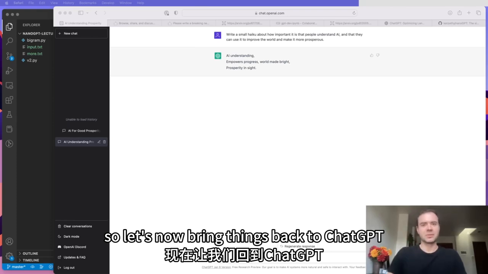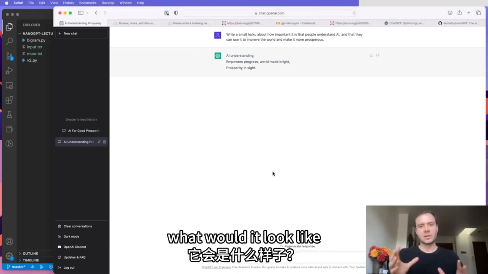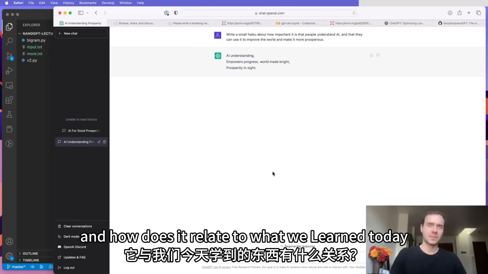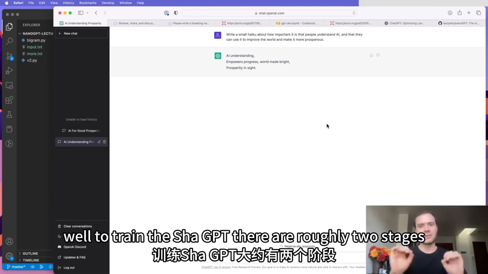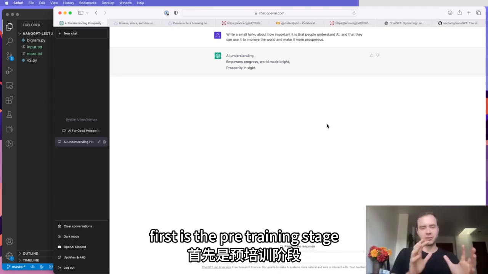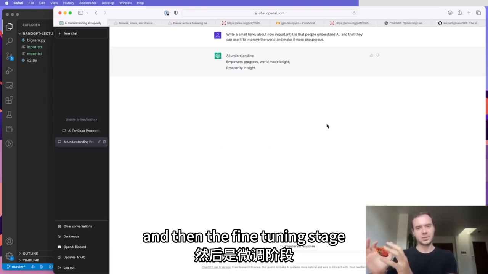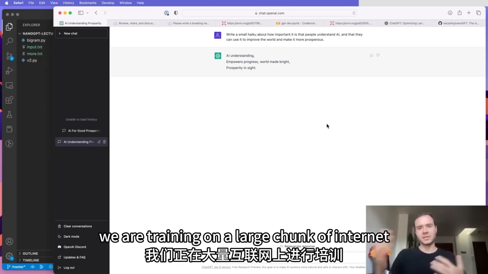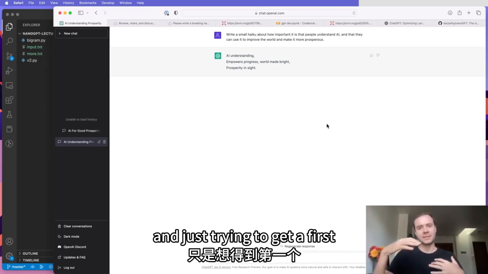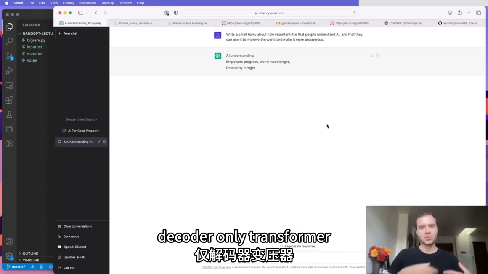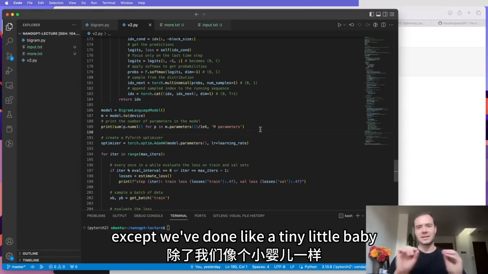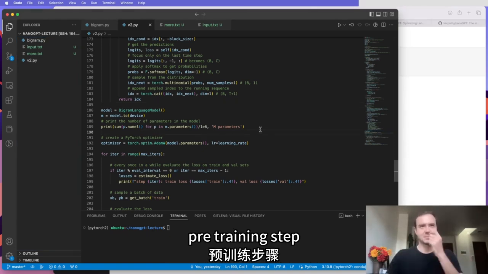So let's now bring things back to ChatGPT. What would it look like if we wanted to train ChatGPT ourselves, and how does it relate to what we learned today? Well, to train ChatGPT, there are roughly 2 stages. First is the pre-training stage, and then the fine-tuning stage. In the pre-training stage, we are training on a large chunk of internet and just trying to get a first decoder-only transformer to babble text. So it's very, very similar to what we've done ourselves, except we've done like a tiny little baby pre-training step.